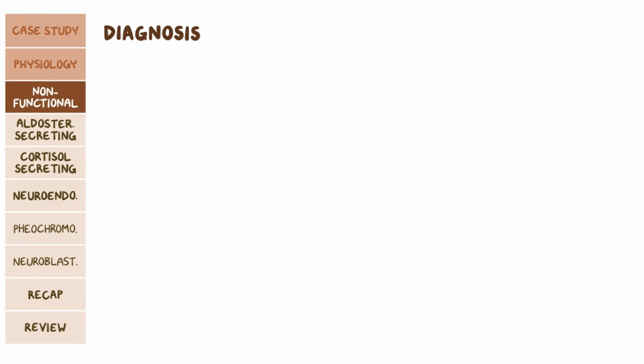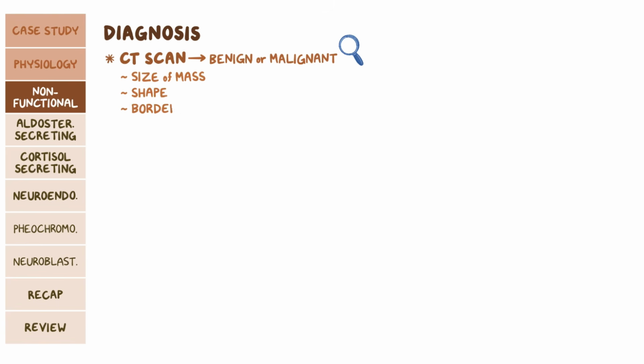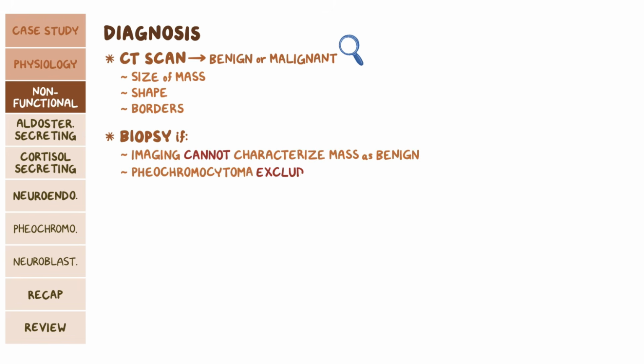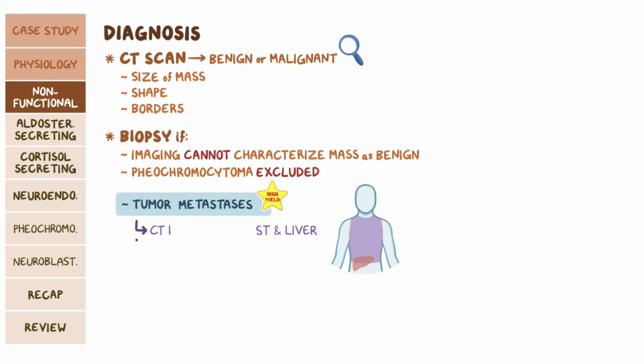Diagnosis of non-functional tumors begins with the CT scan, which can provide some clues regarding the benign versus malignant nature of the tumor, like the size of the mass, its shape, and borders. In some cases, a biopsy should also be performed, especially if imaging cannot characterize the mass as benign and if pheochromocytoma is excluded. Biopsy is also recommended if there's suspicion that the tumors are actually metastases from other sites in the body. If metastases are suspected, CT imaging of the chest and liver, as well as a bone scan, should be done to find the primary tumor.